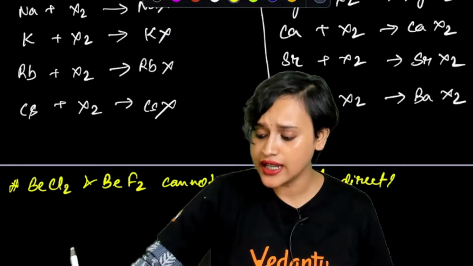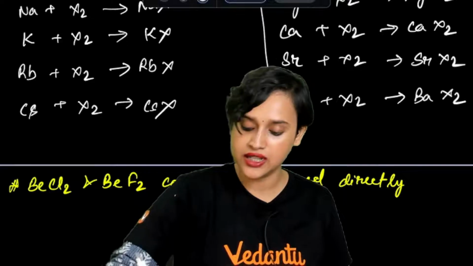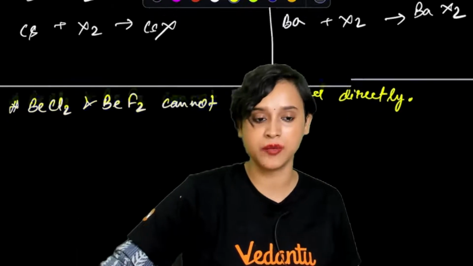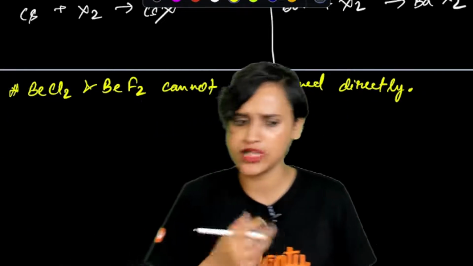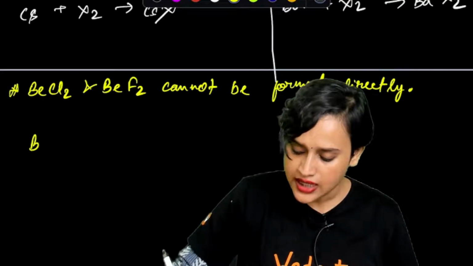So the question is, then how can you form it? You will need some special preparation method. What is the special preparation method? Very simple, very easy. Nothing much that you have to read about. Just learn it like this.